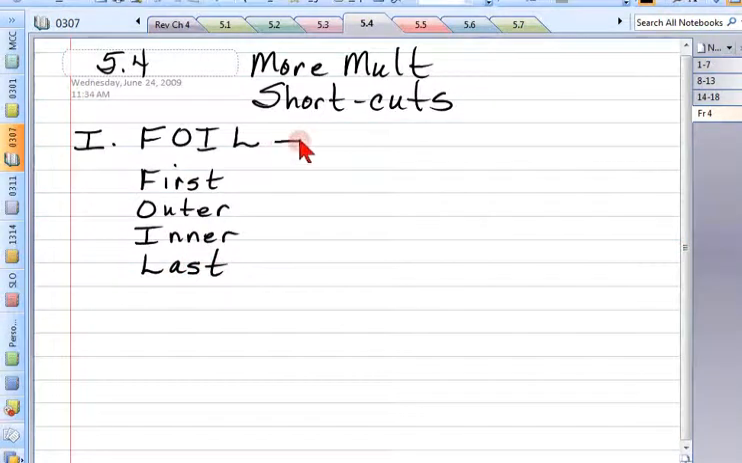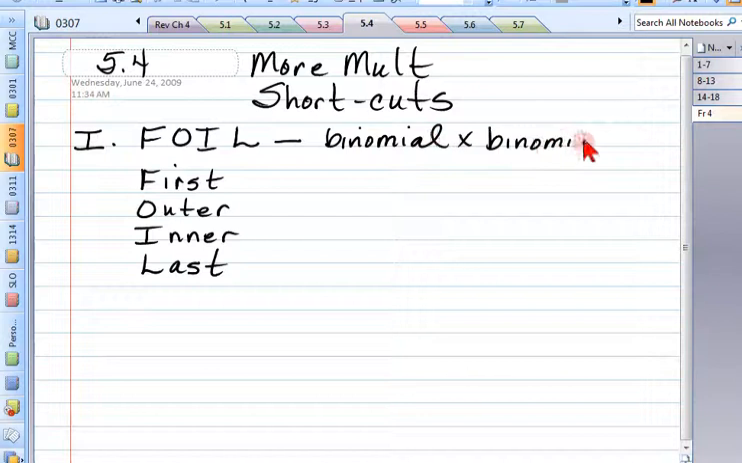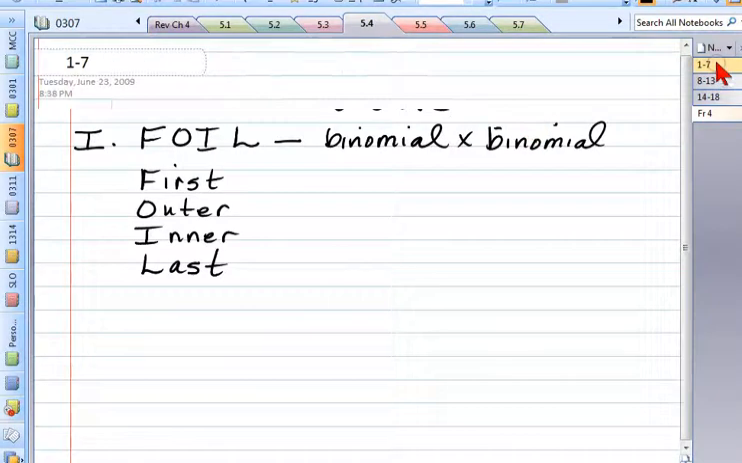last. And it is used to multiply a binomial times a binomial. And that's the only time it's used. It can't be used for a binomial times a trinomial. It's not used to cube a binomial. It's only used in this condition. So let's take a look at our problems and we'll talk about FOIL for each one of them.